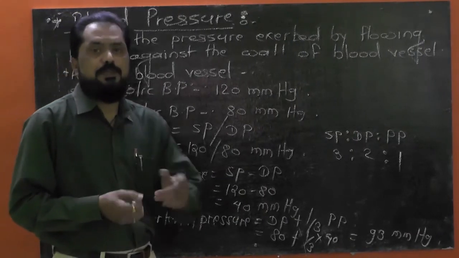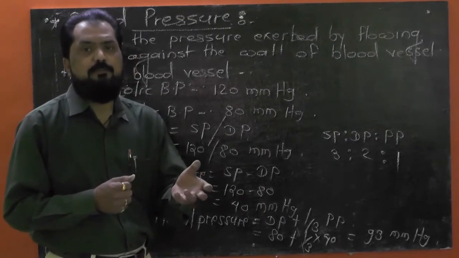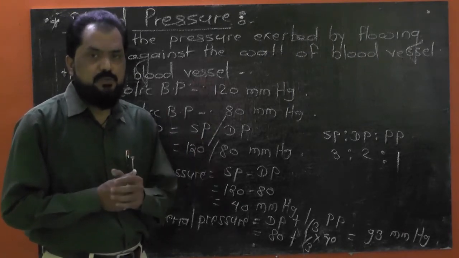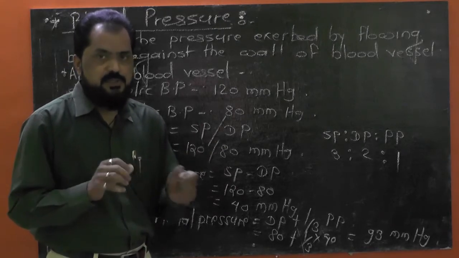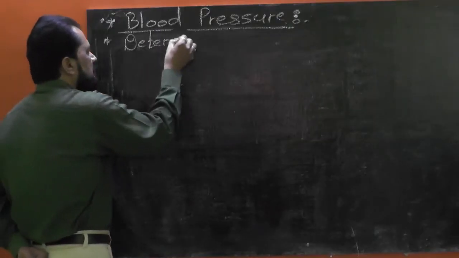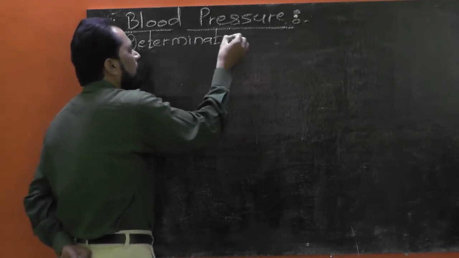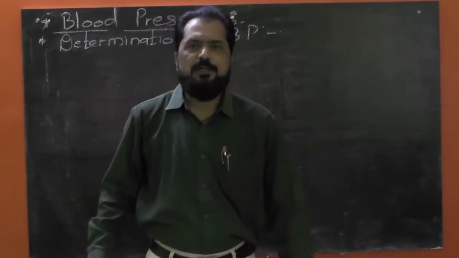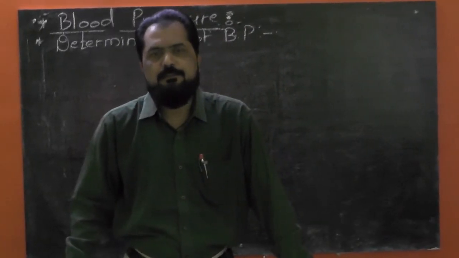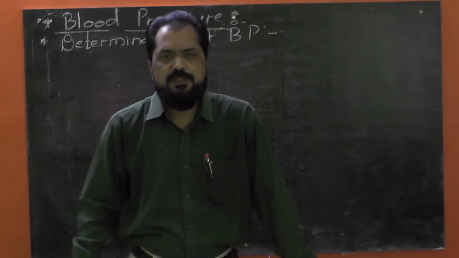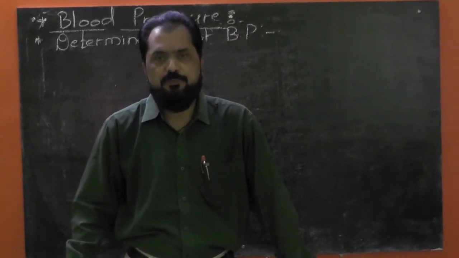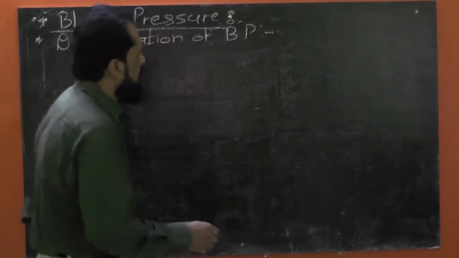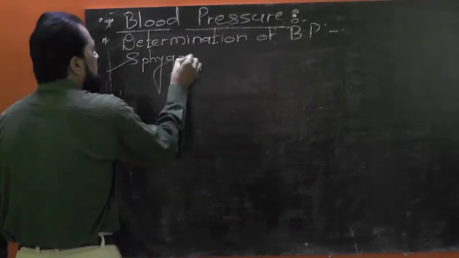Now we have to understand about the measurement of blood pressure. Let me tell you which instrument is used, which are the different parts of that instrument. Determination of blood pressure. Friends, all of you might be aware that in medical field the blood pressure is measured with the help of an instrument commonly known as BP instrument, or its name is sphygmomanometer.